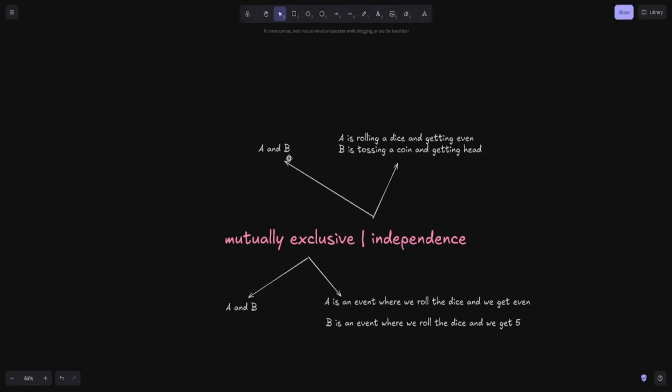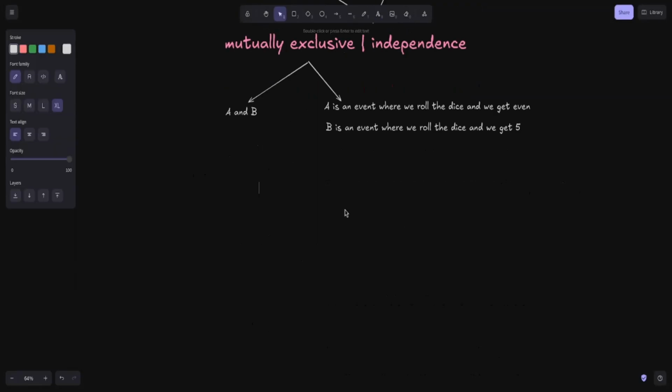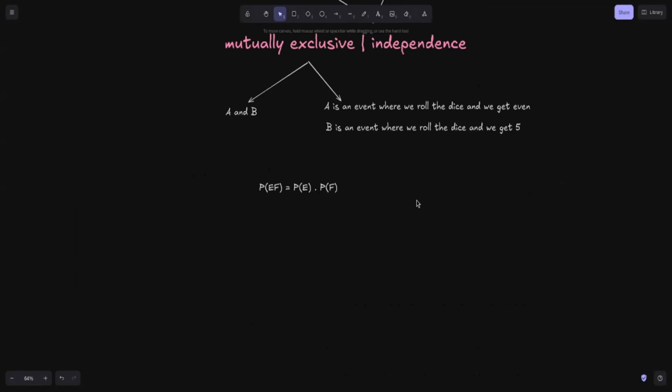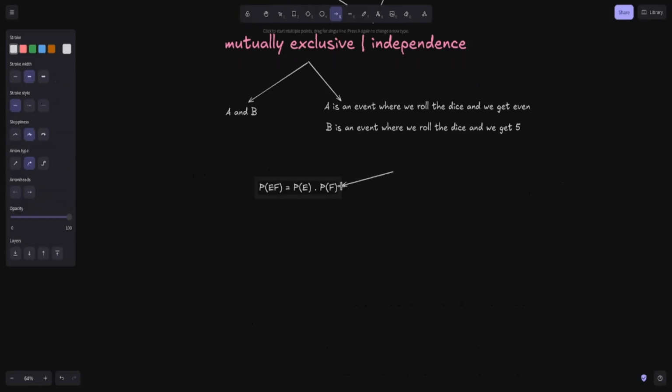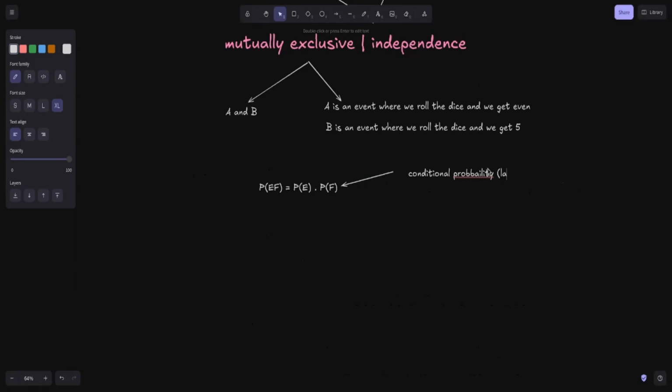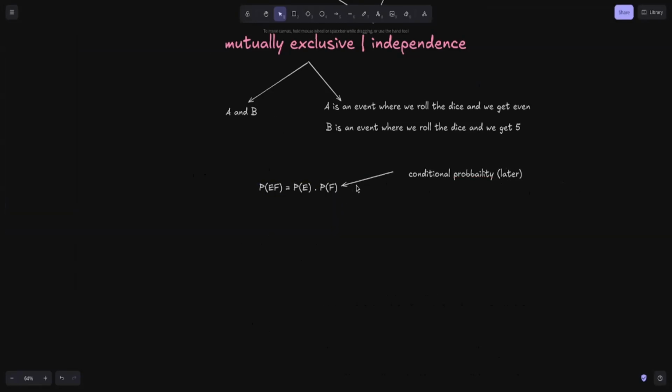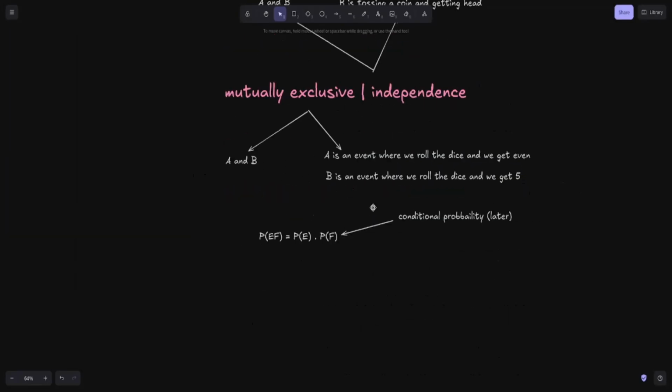So independence also means a simple thing: P of E and F happening together, P(EF), is equal to P(E) times P(F). Now what is the proof of this? For the proof, we need to know something called conditional probability, which will be done later. The next lecture will be on conditional probability. I wanted to do conditional probability earlier, but let's do a short topic so that you guys can also relax. So this is the condition for independence.